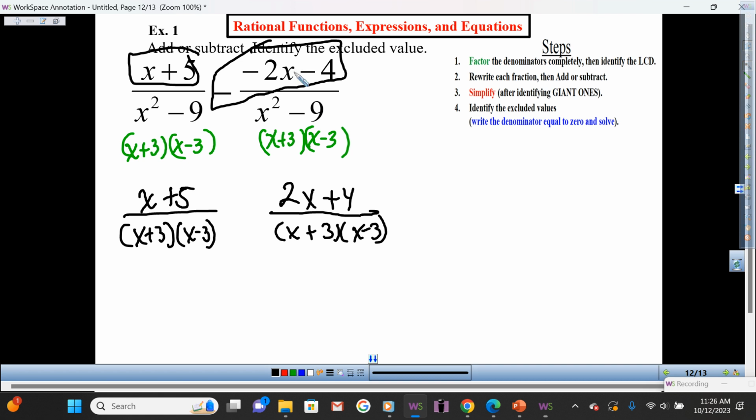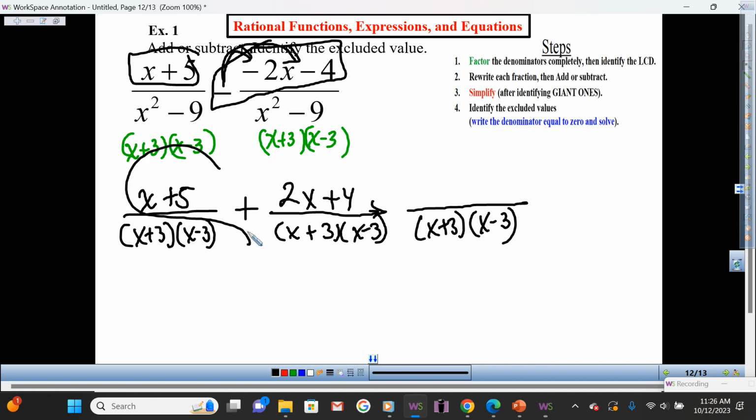Remind your neighbor why, please. Why did that become 2x plus 4? Because we needed to distribute the what? The negative to both terms. Change that to an addition. Therefore, now we're down to one fraction, parentheses x plus 3, x minus 3. Combine like terms. Brianna, what would I write on the numerator? 3x plus 9. Hands if you got that.